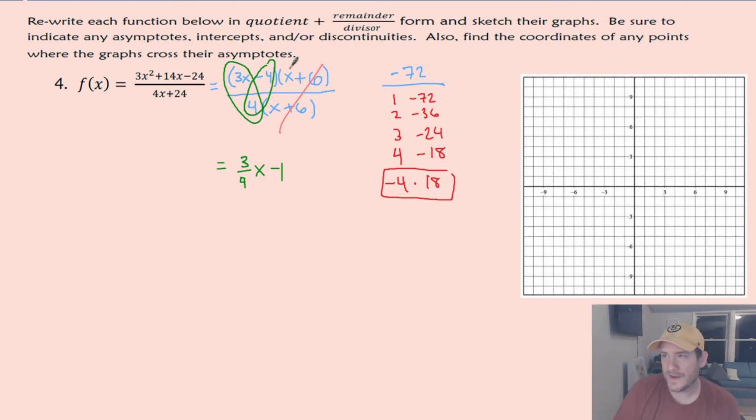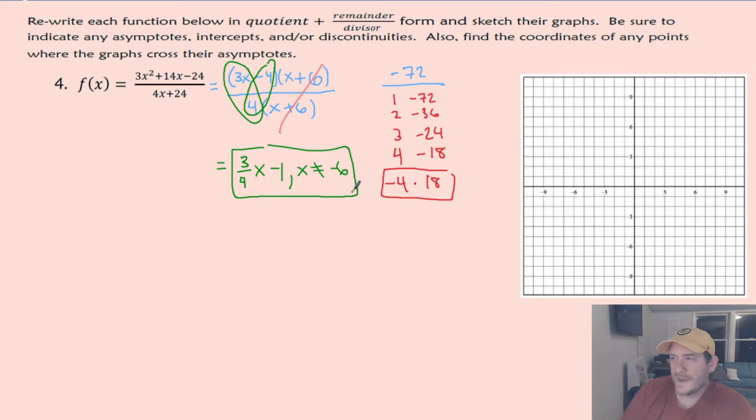But the fact that this guy canceled out means this is a line that has a hole in it when x equals negative 6. So you're supposed to do that thing where you give me the equation, but you also write down that domain restriction. You say, hey, it's basically just a line, but it's going to have a hole in it when x is negative 6. But that's it. So if we went to graph this now, if we were answering all the same questions, we'd say, I don't even remember how I did this, but let's go vertical asymptote, horizontal asymptote, slant asymptote, x and y intercepts.